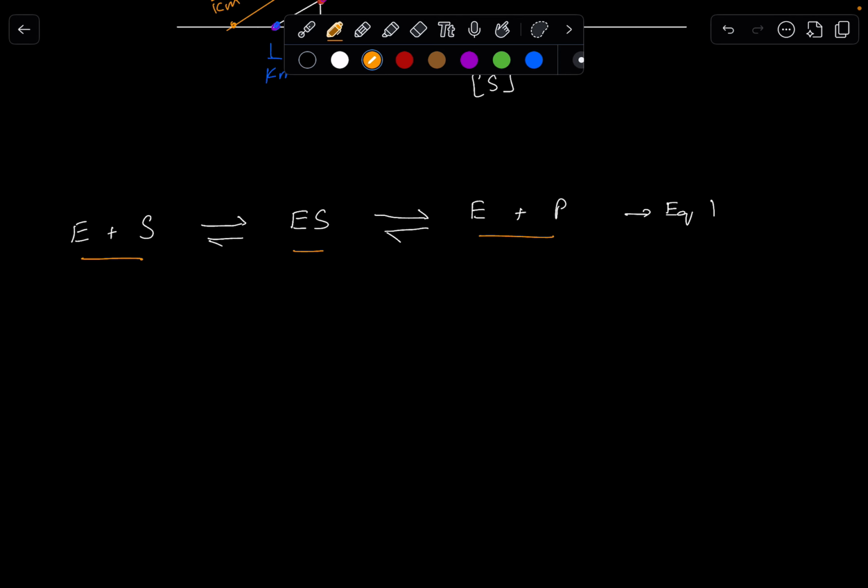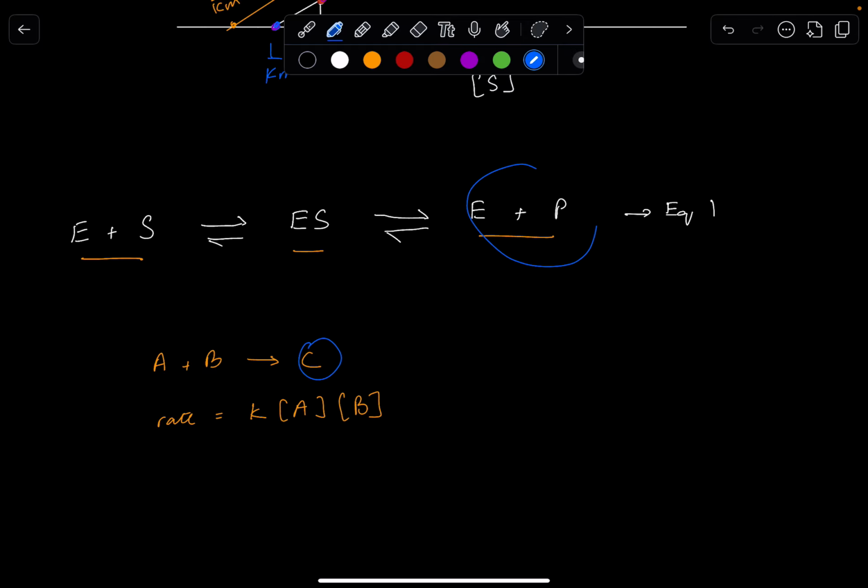Now, what we need to look at first, remember when I said a rate of reaction is A plus B leads to the formation of C, right? And then the rate is dependent on some constant K, and the concentration of A and the concentration of B, collision theory. Now for us, the main step that leads to the creation of C is this, E plus P.